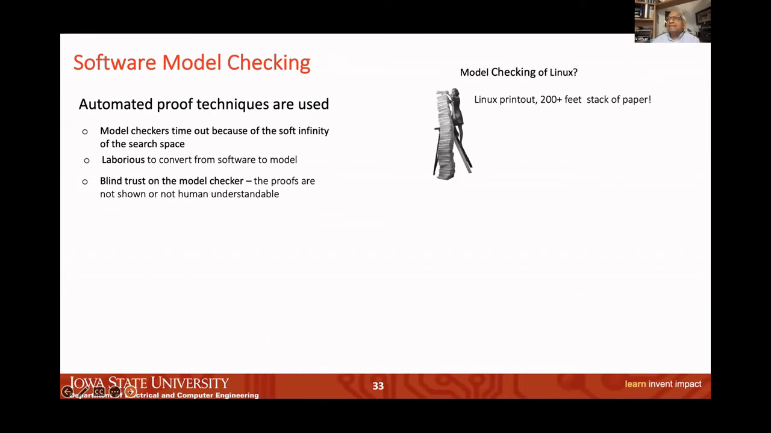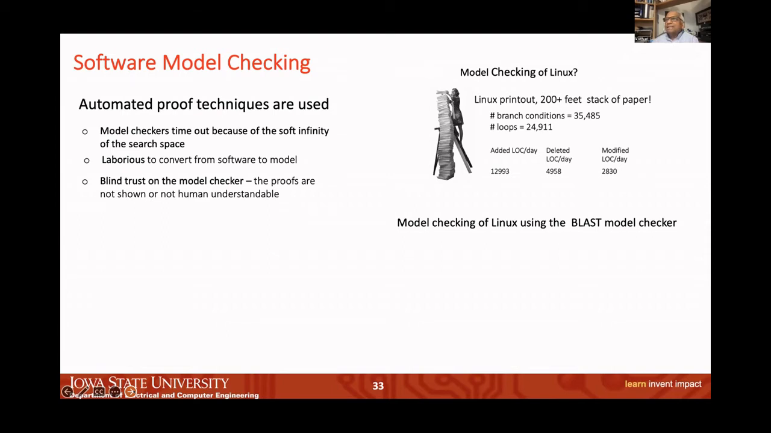So model checking of Linux, that's like a crown jewel, and lots of money has been spent on it. If we print Linux, it will be about a 200-foot stack of paper. So it's a mind-boggling size. The number of branch conditions in Linux is about 35,000. Here I'm talking about one particular version of Linux for which I'm giving the data. About 25,000 loops. Linux changes every day. Roughly 13,000 lines of code are added every day, 3,000 modified, and 5,000 deleted.